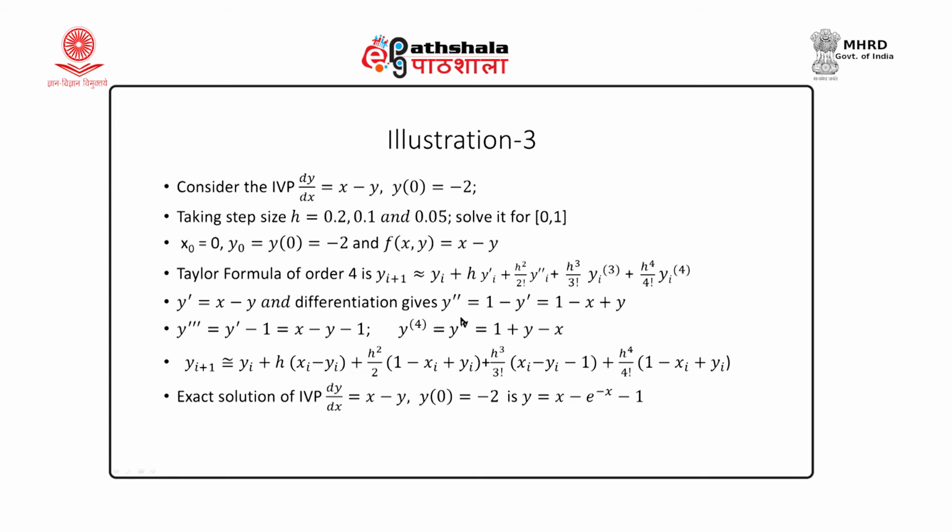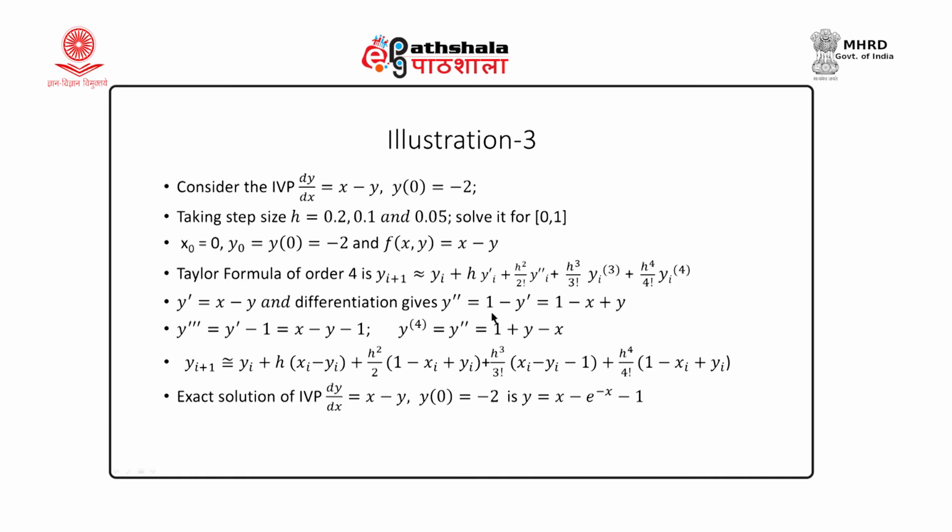To get the third derivative, differentiate this equation. So, the third derivative: differentiate y double dash, which is 1 minus x plus y, so we get minus 1 plus y dash. So, y dash minus 1, and substituting the value of y dash as x minus y, we get x minus y minus 1. And to get the fourth derivative, again differentiate this. So, y 4 is the derivative of x minus y minus 1, or equal to the derivative of y dash minus 1. So, you get y double dash, and substituting y double dash as 1 minus x plus y, you get 1 plus y minus x. So, this x minus y equation is very simple.